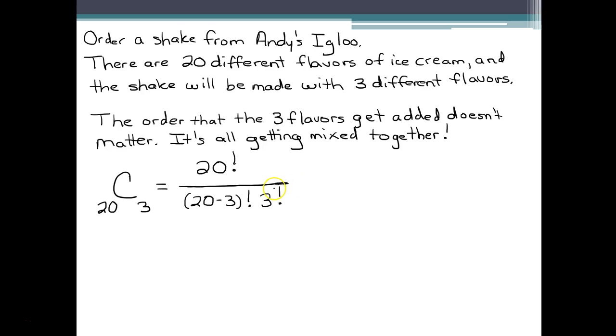Like chocolate, peanut butter, banana, you can make 6 different arrangements with those 3 flavors. So we're going to have to divide by 3 factorial, or 6, to eliminate all those different arrangements of the same 3 things. So we've got 20 factorial over 17 factorial times 3 factorial.